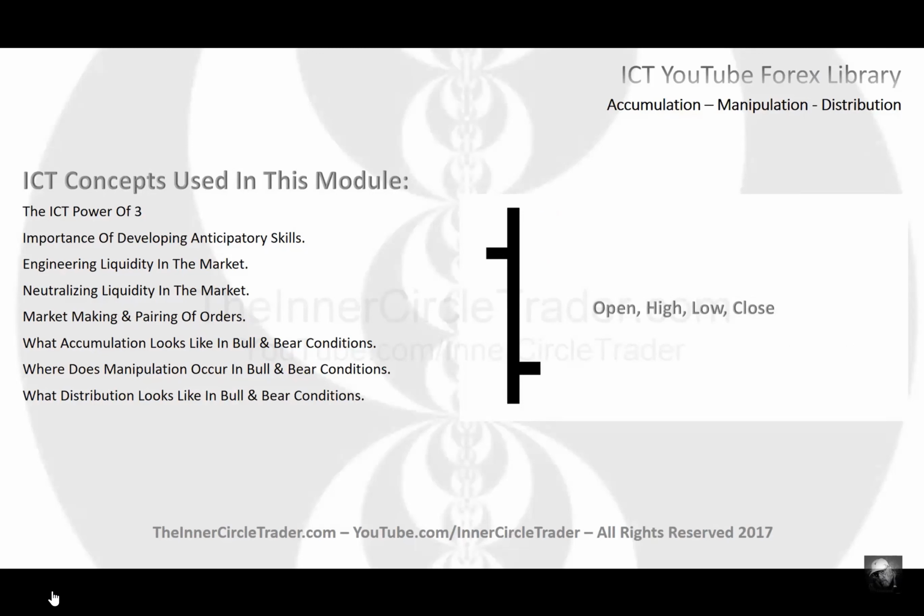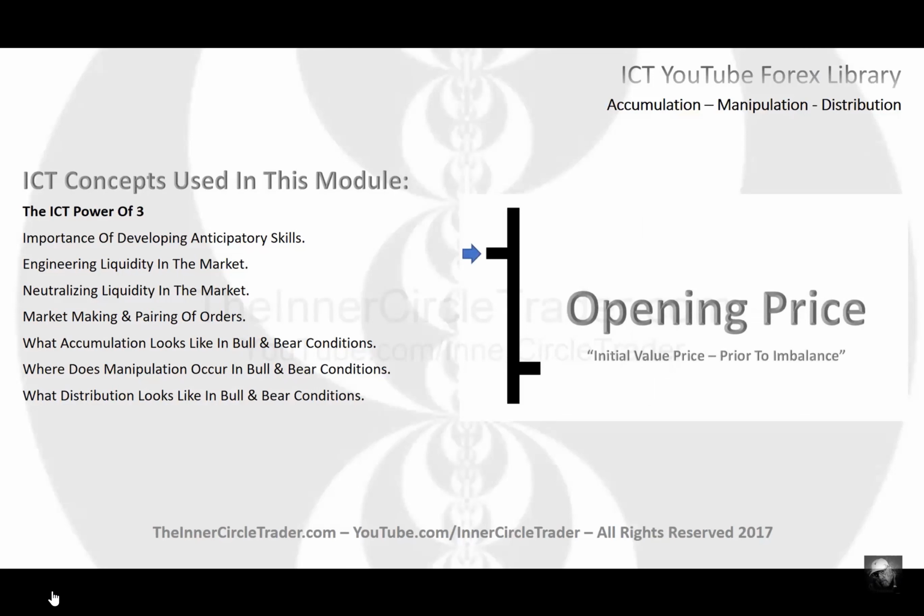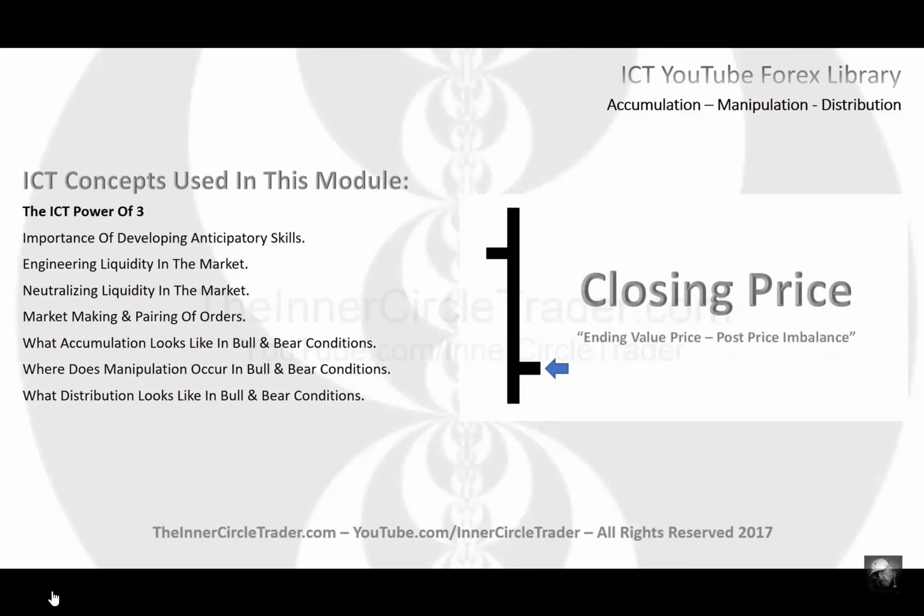And again, the opening price, much like we just said, but just for completeness's sake, is the initial value price prior to any imbalance. The closing price is the ending value price of that time interval that you're measuring. In other words, what time frame you're looking at. And if it's daily, it's the ending value for the daily range after the price imbalance. In other words, the movement that took place between the open and where it's now closing.